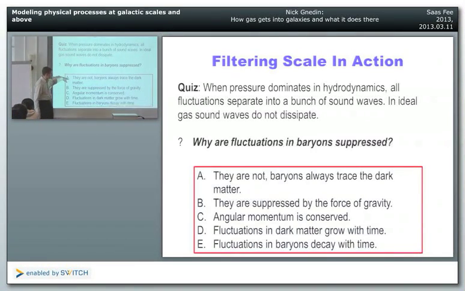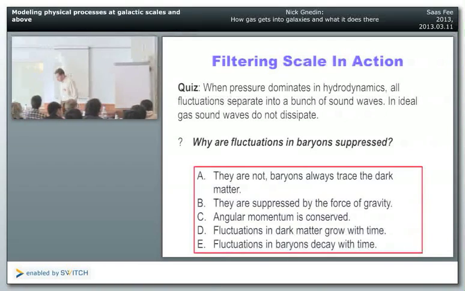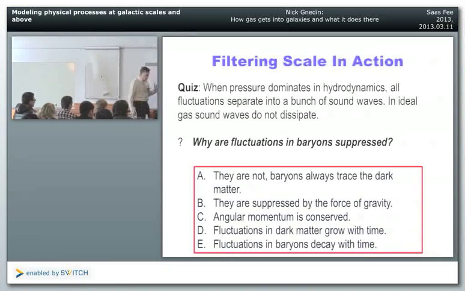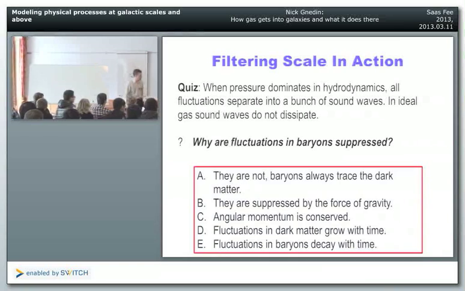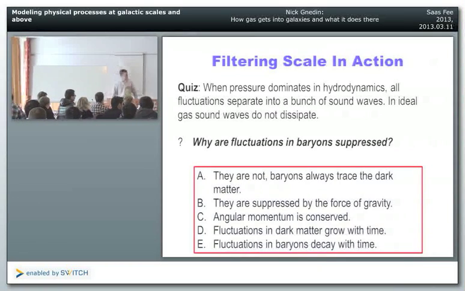The first answer, A: baryons are not suppressed, the baryons trace the dark matter on all scales. B: they're suppressed by the force of gravity. Angular momentum is conserved. D: fluctuations in dark matter grow with time, fluctuations in baryons decay with time. And there's only one correct answer here, and you can only vote for one. That's a way for you, first of all, to wake up, and then a nice second to actually try to think about what we are talking about, not just listen to what I say, but really understand what's going on.